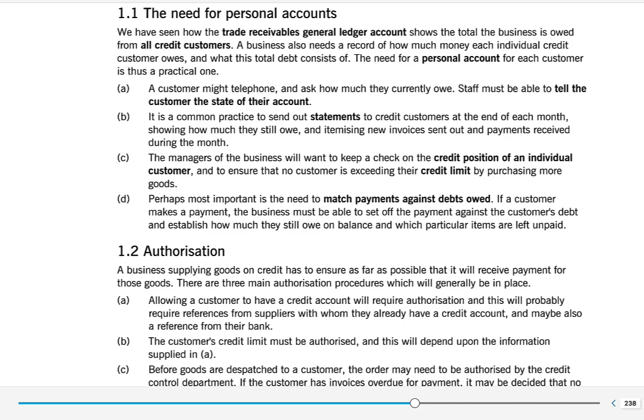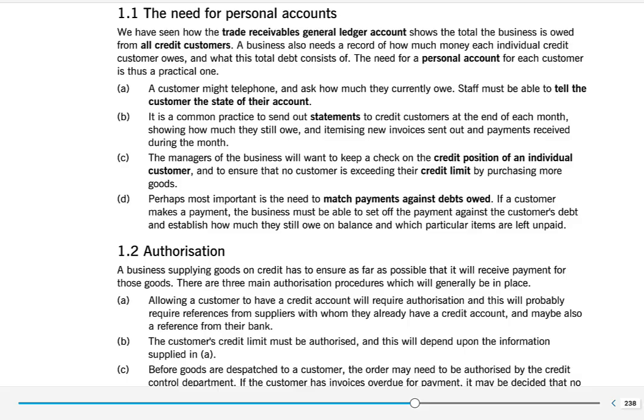In exam language, you say, personal accounts are needed to match payments received against the debts owed and to identify which items remain unpaid. Cash collection depends on good matching. If matching is weak, your receivables ledger becomes unreliable.